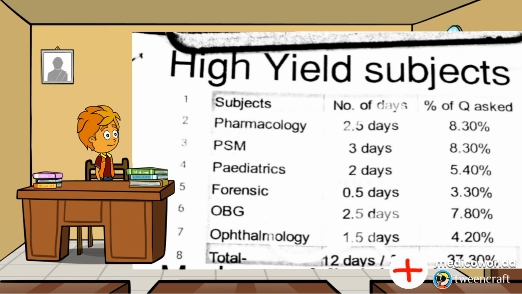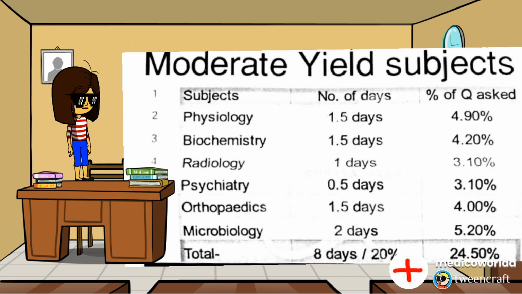Thank you. Hello everyone. Now, moderate yield subjects. Example, physiology. For physiology, you need to give 1.5 days for the revision, and 4.9% of questions are asked from physiology in entrance examinations. Now, biochemistry is a subject with 1.5 days of revision, and the number of questions asked from biochemistry are 4.2%.